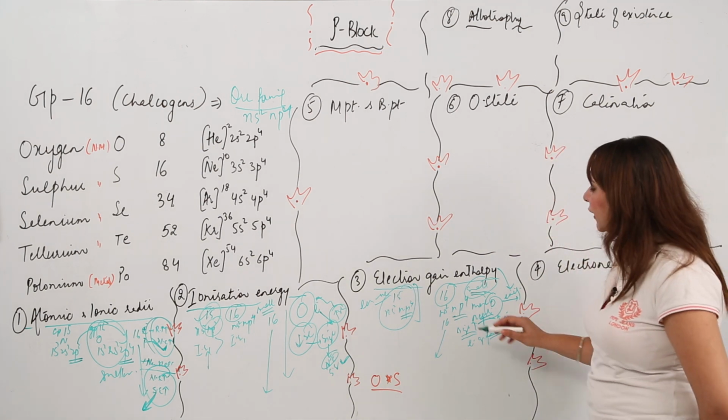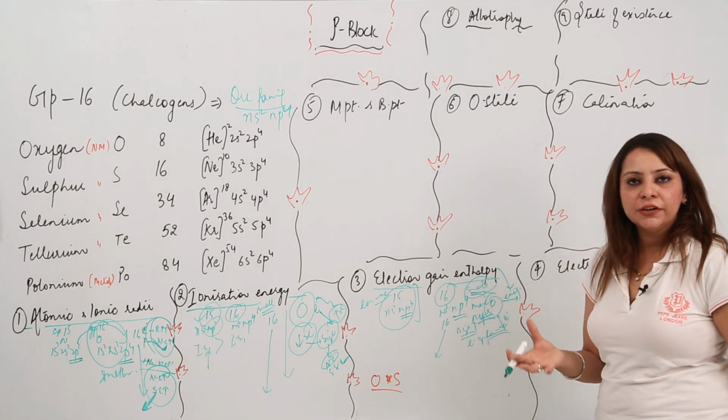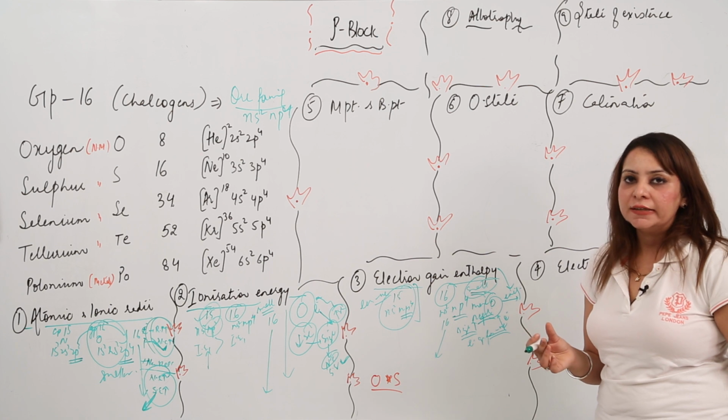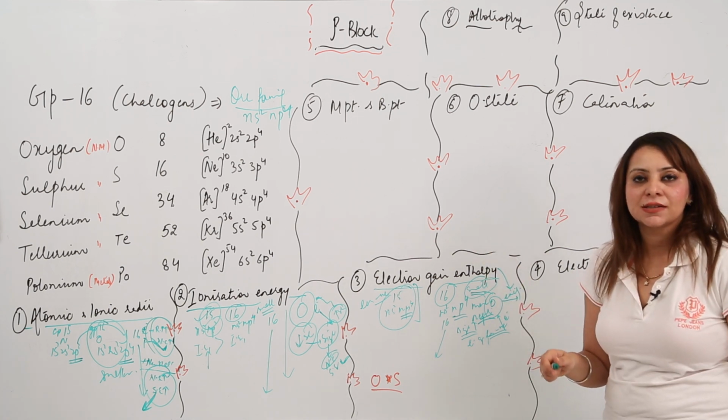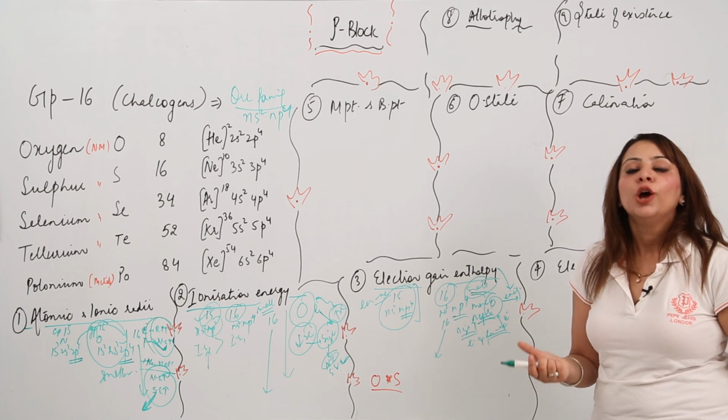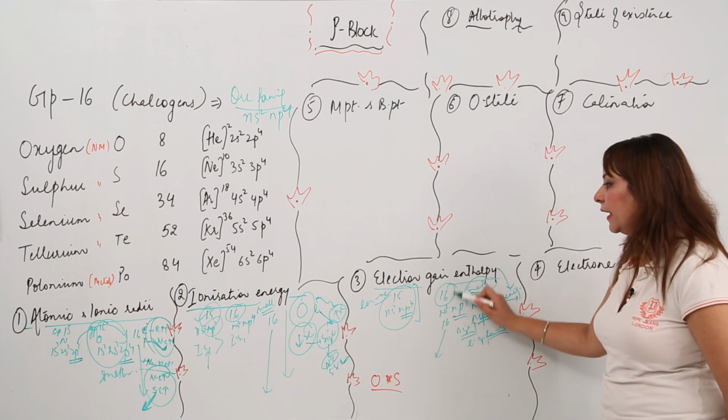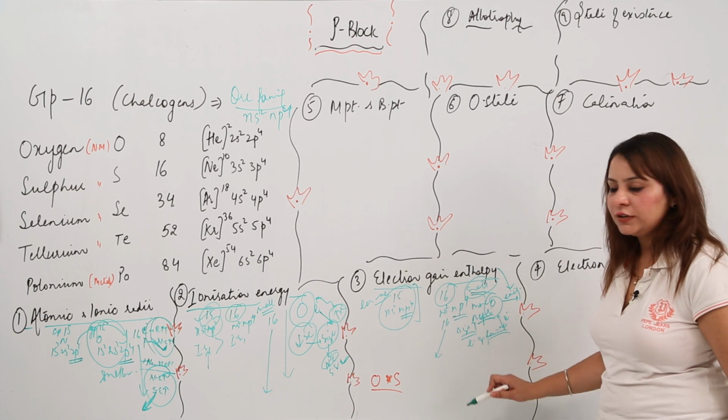So here as we move down, the size is increasing and nuclear charge is decreasing. Therefore the attraction for the upcoming electron is less, because the nuclear charge is somehow less. Due to which electron gain enthalpy becomes less negative as we move down.